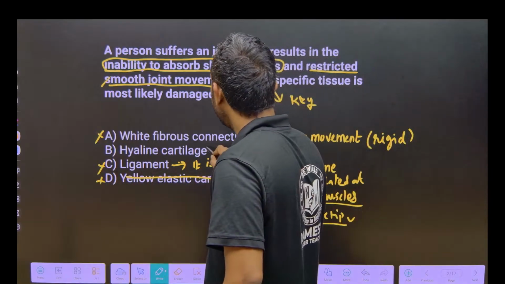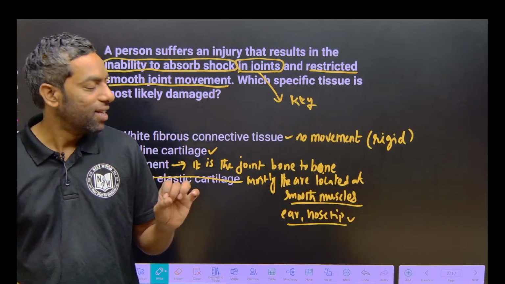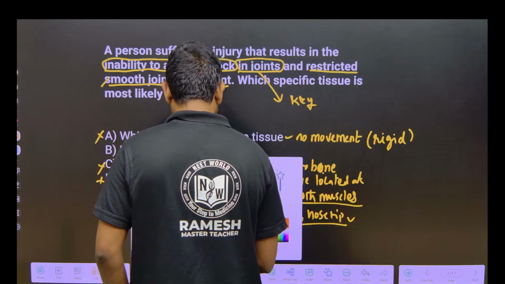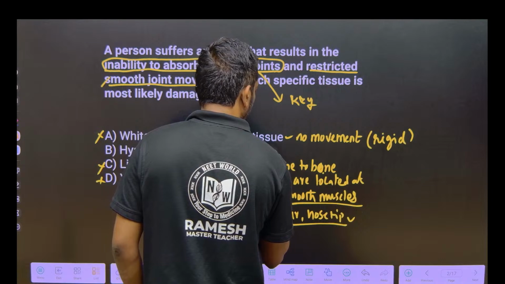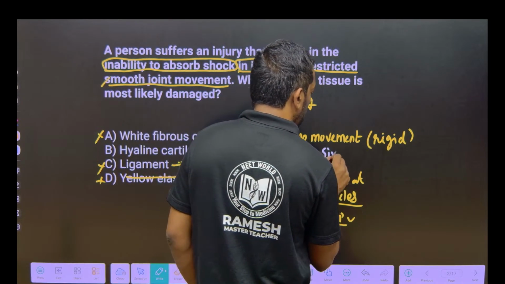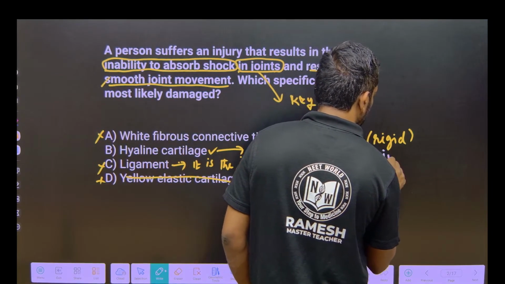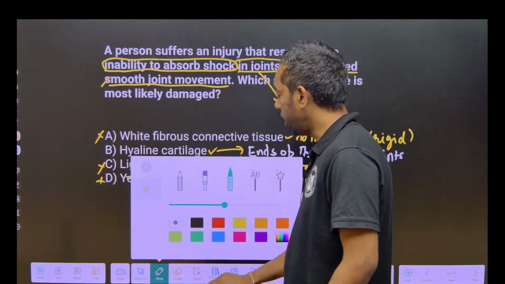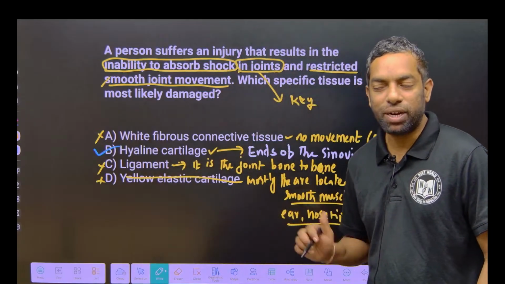The answer is hyaline cartilage. Hyaline cartilage is located at the ends of the synovial joints. So what is the answer here? The answer is B. B is the right answer for this question.